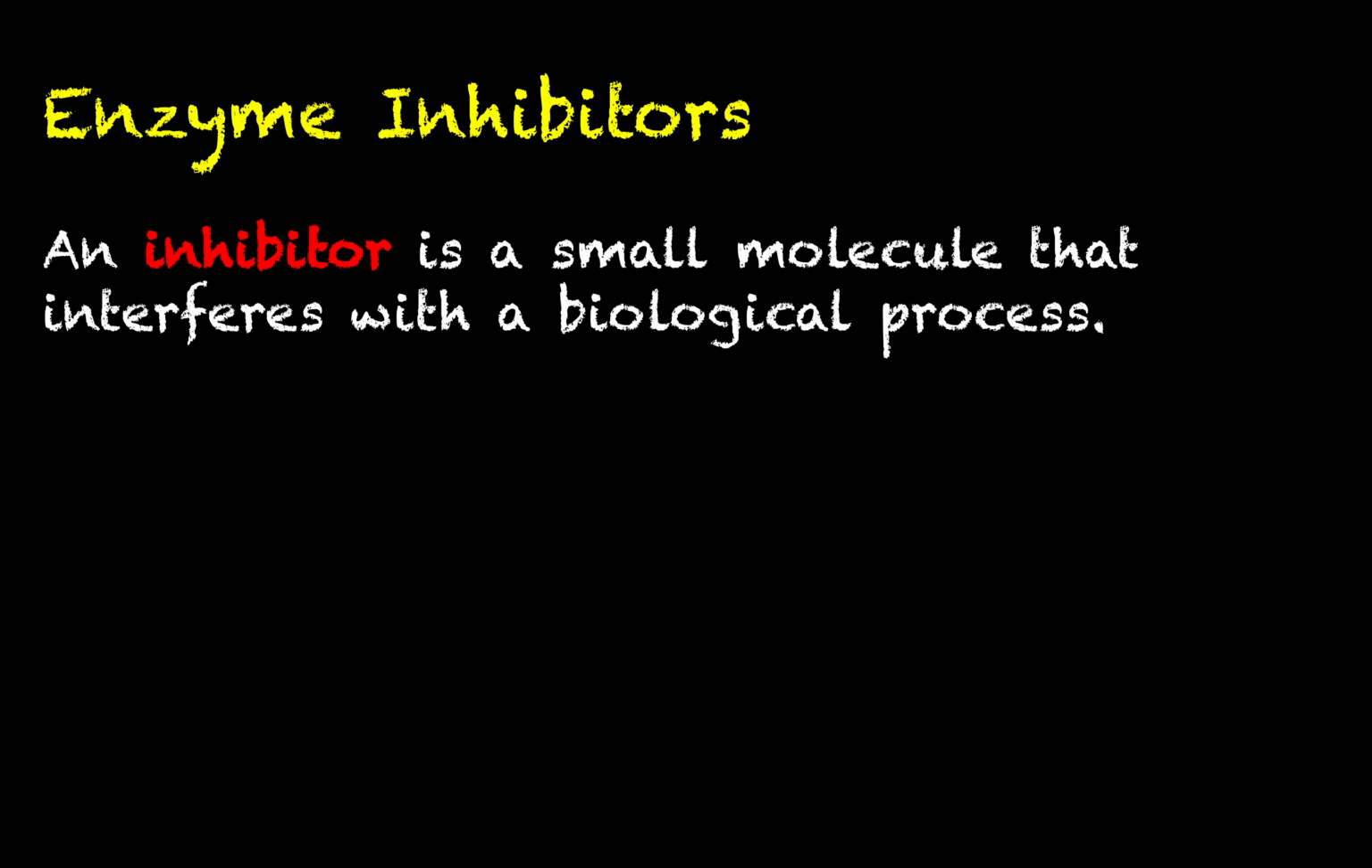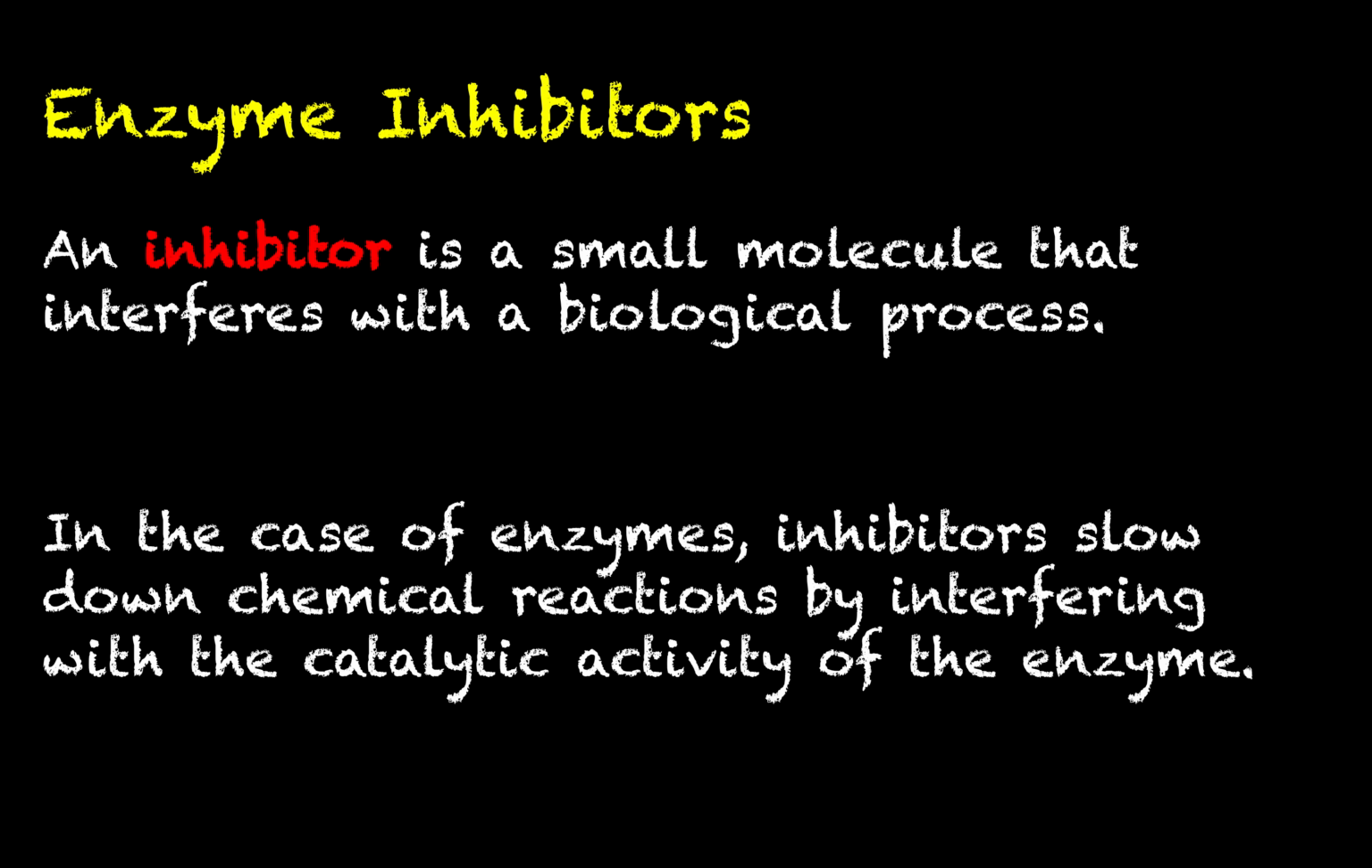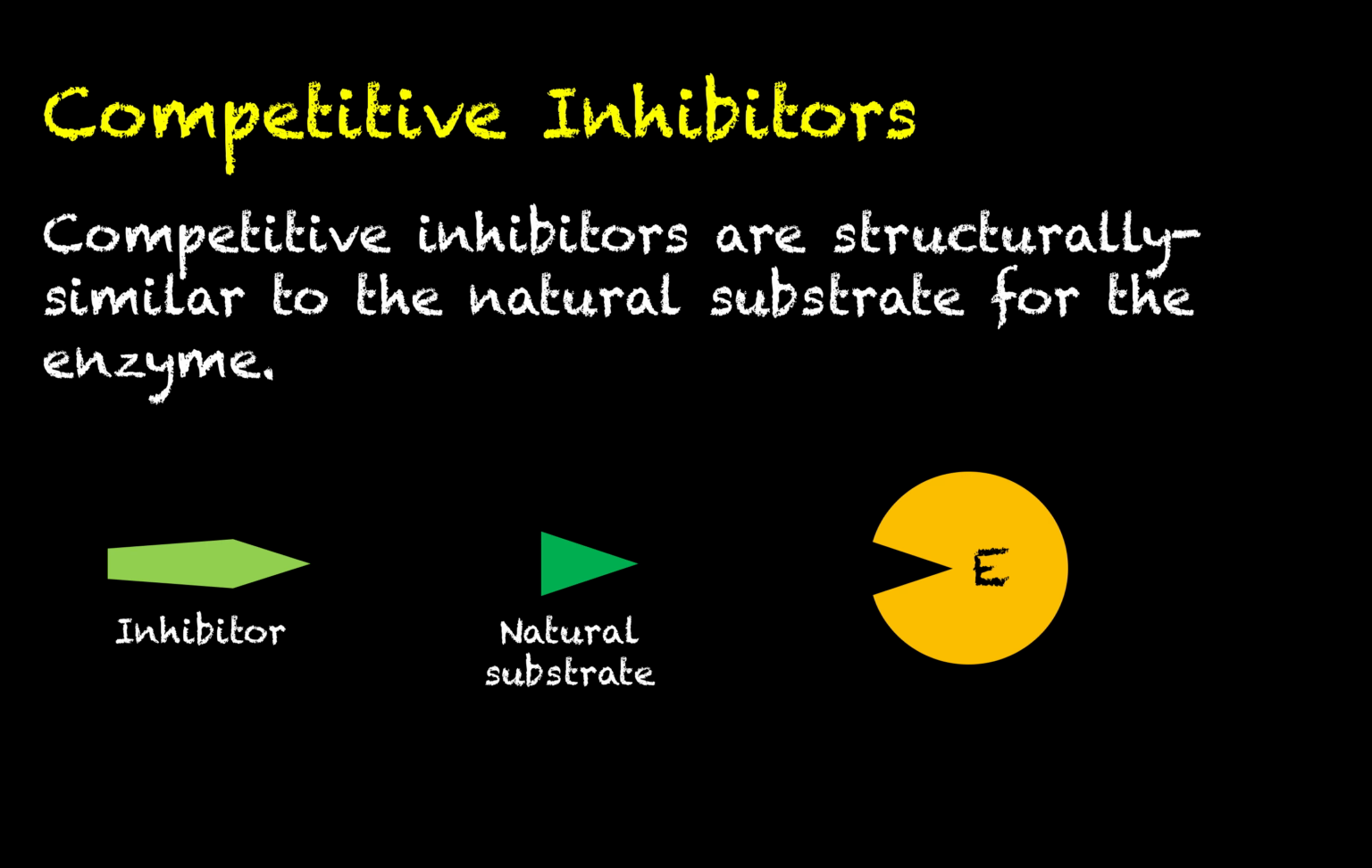Okay, and then shifting gears to kind of the last little topic here, let's talk about enzyme inhibitors. An inhibitor of any kind is just a small molecule that interferes with a biological process. In the case of enzymes, enzyme inhibitors slow down chemical reactions in the body by interfering with the catalytic activity of the enzyme itself. There are two major types of enzyme inhibitors we want to talk about. The first type are called competitive inhibitors. Competitive inhibitors are structurally very similar to the natural substrate for the enzyme.